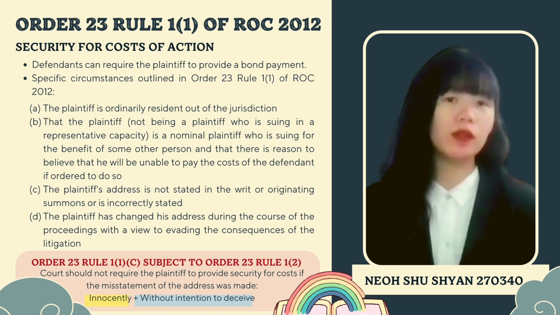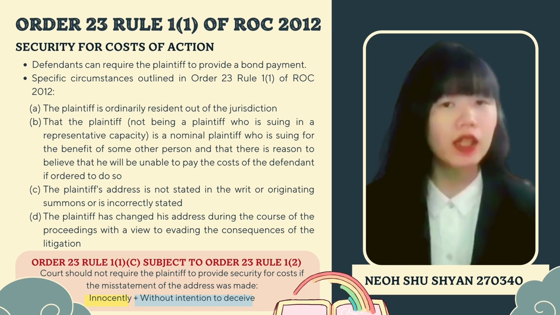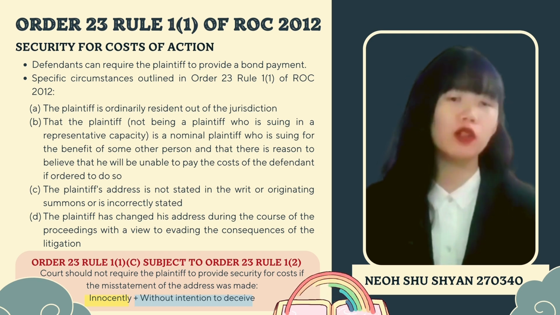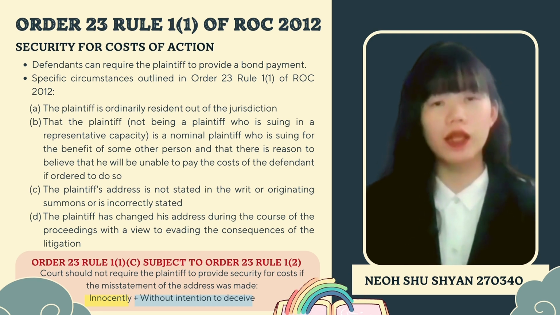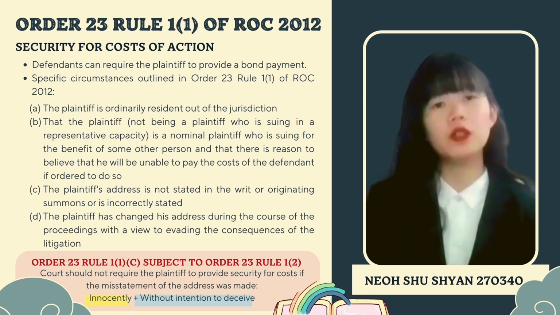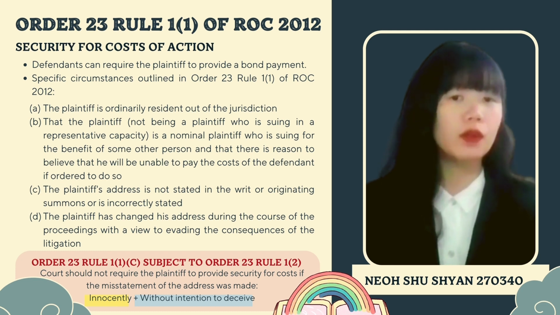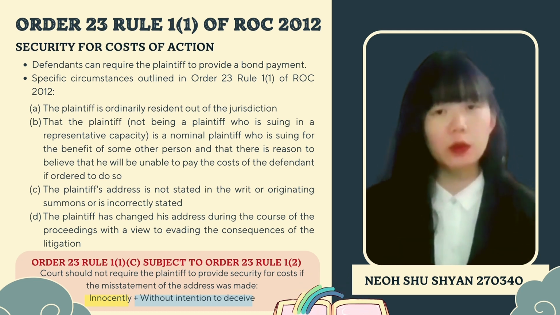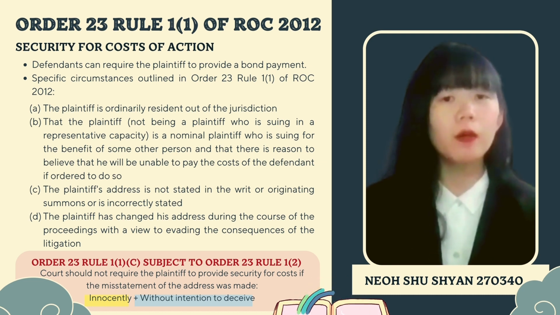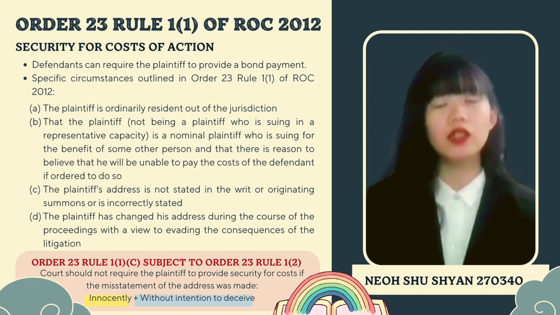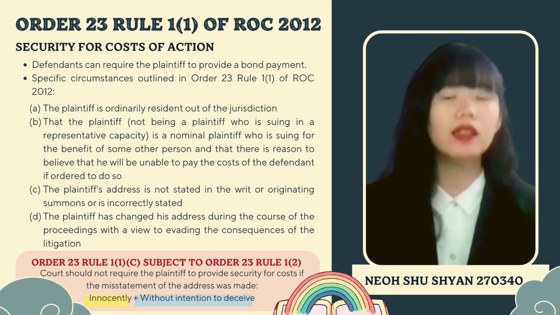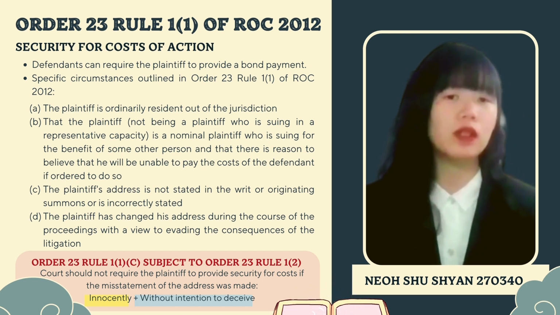Now I'll be explaining the circumstances for making an application for an order for security for costs under Order 23 of the Rules of Court 2012. In a civil court case, defendants can protect their interests by requesting an order for security for costs. These rules allow the defendant to potentially require the plaintiff to provide a bond payment. But there is a catch. This option is only available under specific circumstances outlined in Rule 1 and 2A of Order 23.